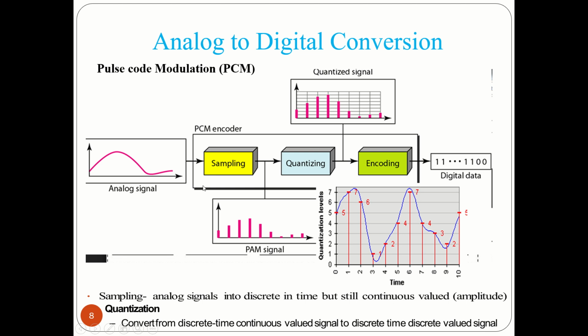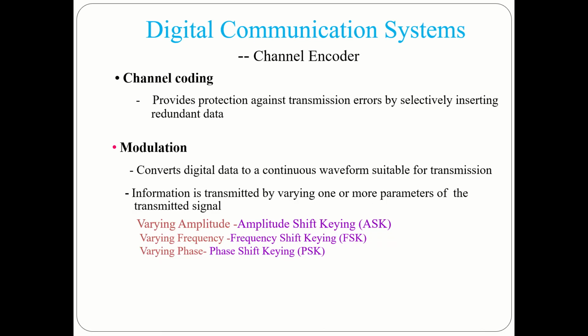We can see after sampling, the analog signal is converted into discrete in time, but the amplitude is still continuous. After quantization, both amplitude and coordinate values are converted into discrete. Converting from a discrete time continuous valued signal to a discrete time discrete valued signal is called quantization.